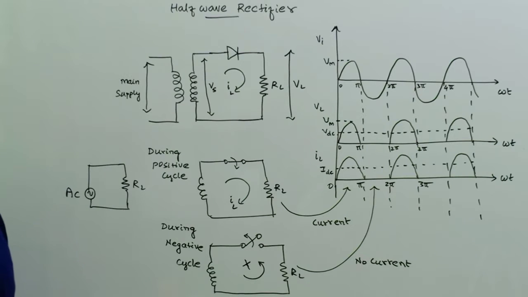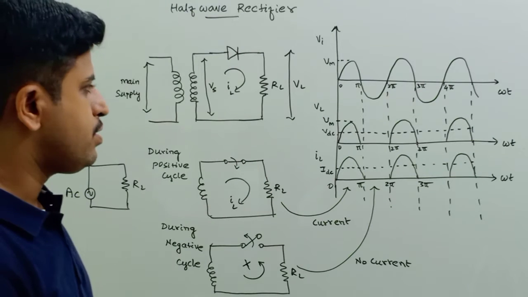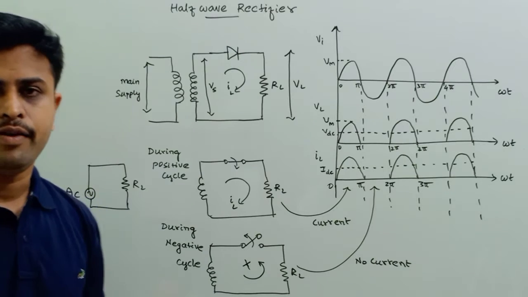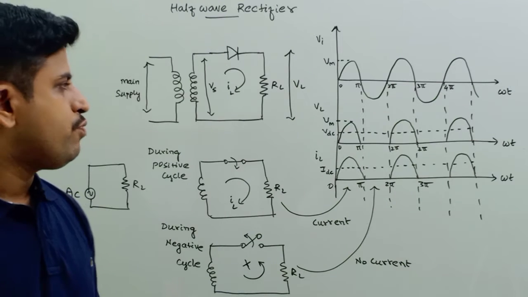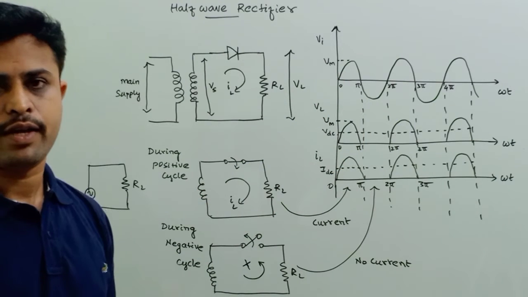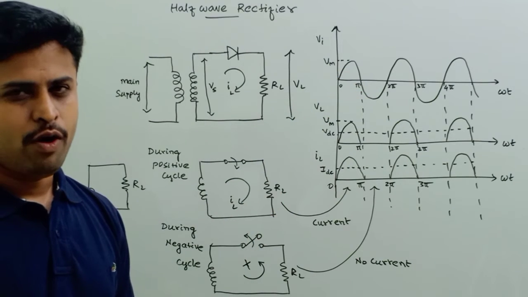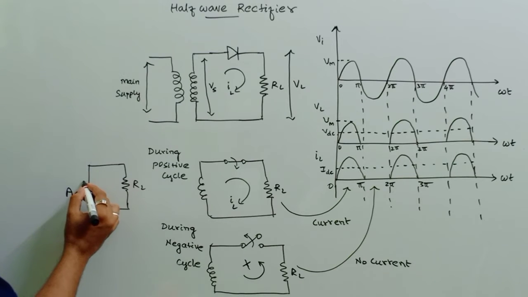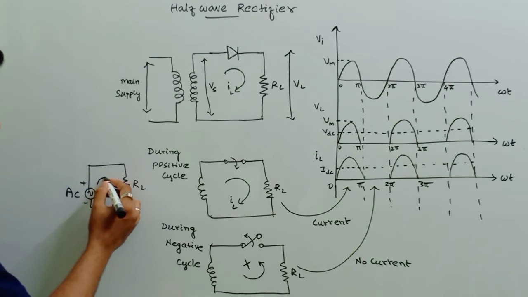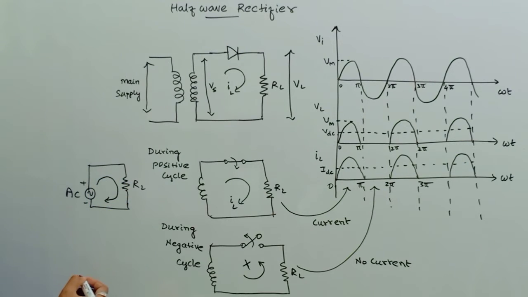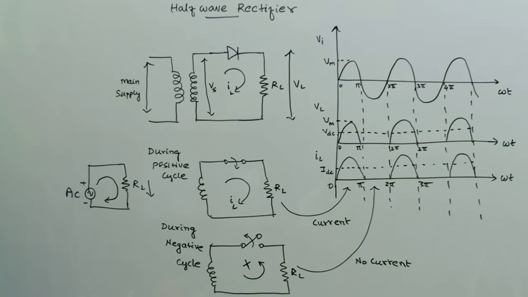Graphically we represent AC as a sinusoidal waveform. Alternating current is a current which changes its magnitude and direction with respect to time. So we have a positive half cycle and a negative half cycle. What do we mean by this? During the positive half cycle, this terminal will be plus and this will be minus. Then current flows from plus to minus in this direction, that means the current is flowing in this direction through this load RL.